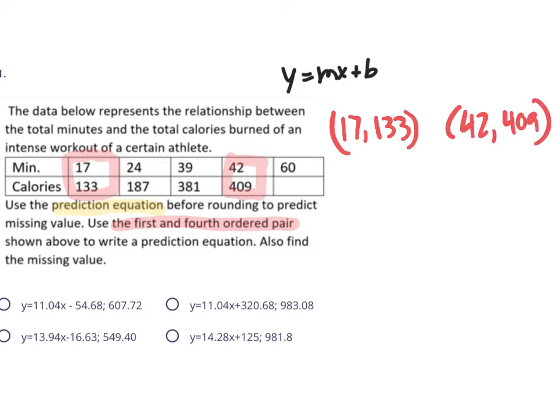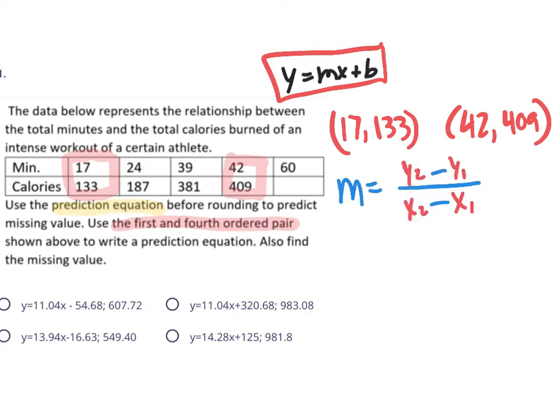So we have two coordinates. They want us to use the first and the fourth to create this prediction equation that we want to look like y equals mx plus b. Let's first find the slope. Whenever they give you 2 points, you can find the slope using the slope formula: m equals y2 minus y1 over x2 minus x1. We get the x1, y1 values from here, and the x2, y2 values from here.